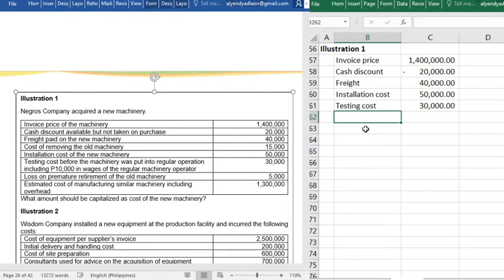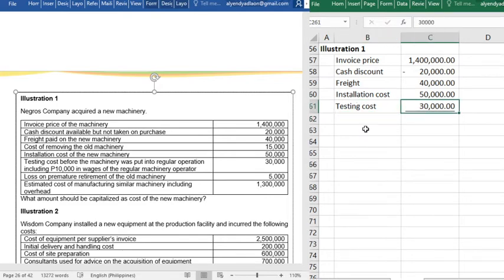But take note of this class that any savings on construction will not be recognized, nor will it be added to the cost of machinery. Savings on construction is only used for decision-making purposes and not to be added or deducted to the cost of the machinery. Now, how much is our total cost of the machinery? So, we are going to add, that is 1,500,000. Now, let's proceed to illustration 2.